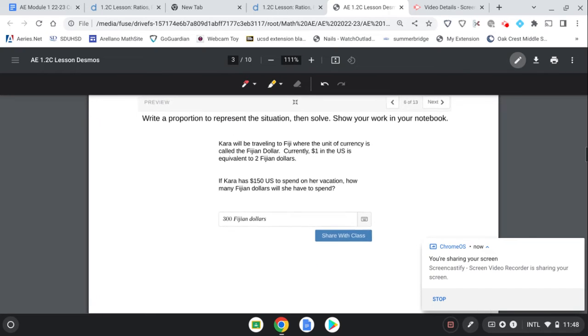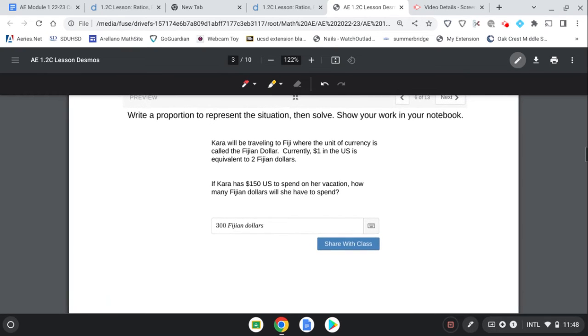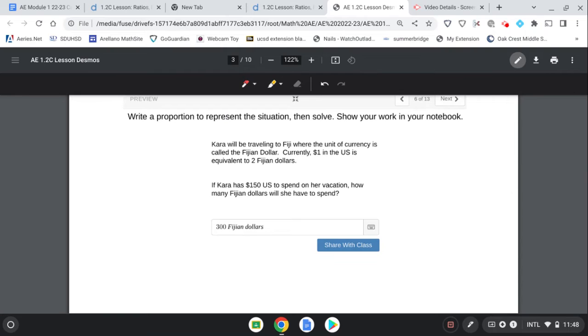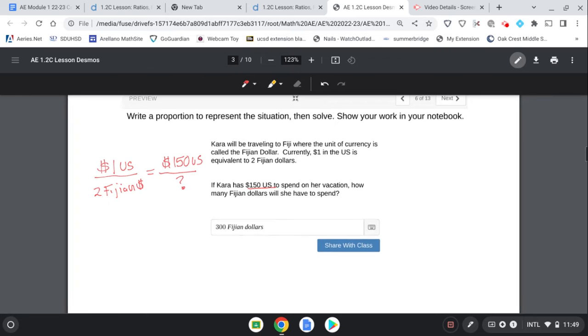So on slide 6, you're going to be solving these problems in your math notebook. So you set up a proportion. So it says that $1 is equivalent to 2 Fijian dollars. So that's going to be equal to, you're told that Kara has $150, so that's going to go in the numerator, lined up with $1. And we want to know how many Fijian dollars that would be.